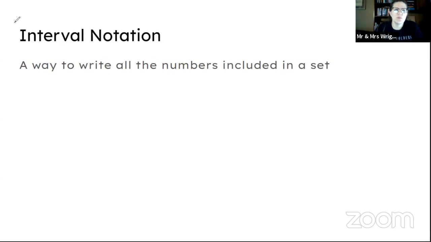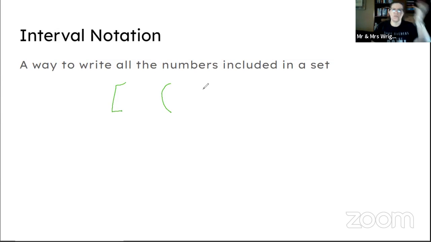Interval notation. This is a way to write all the numbers included in a set. And usually we use this when we talk about domain and range. And so you're going to have either a bracket or a parentheses. And say something's going to go off to infinity. From infinity, say we had a domain of negative infinity to a positive 7. Okay, so it could be written something like this.